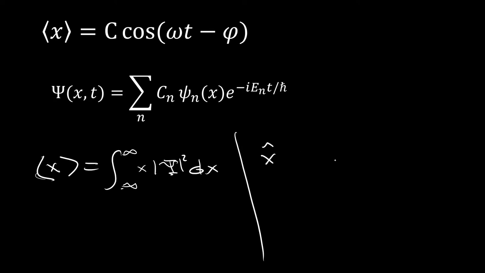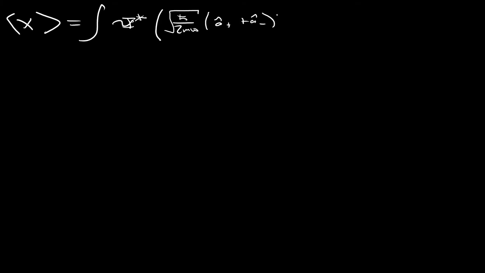hat operator. Our x hat operator is going to be given as the square root of h bar over 2m omega, times our raising operator plus our lowering operator. All right. So we're going to end up plugging this in and going through that way. So what we end up having is our expectation value of position is going to be the integral of psi star, then we're going to plug in what we had before, and then psi dx.